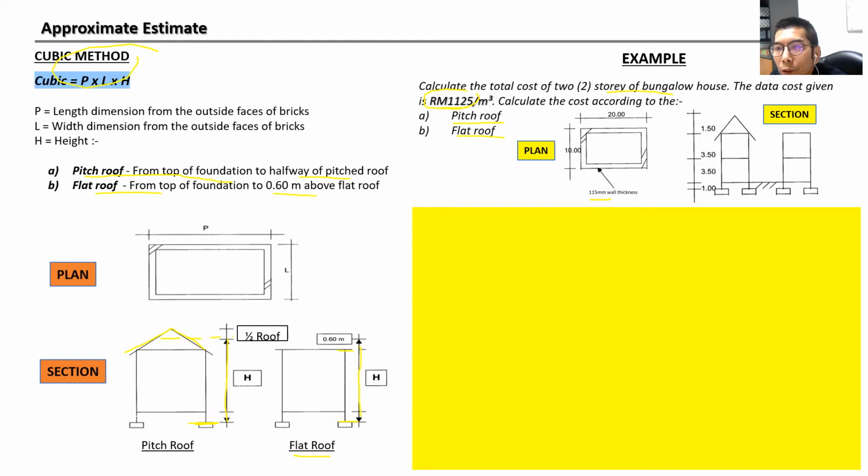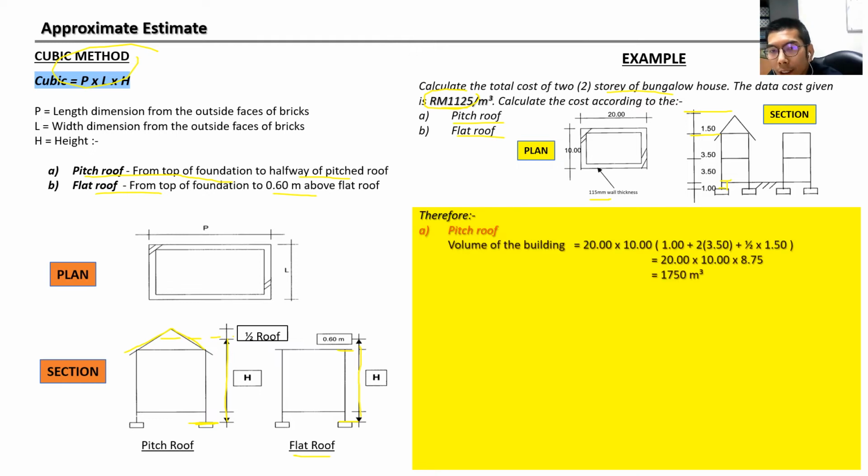Okay, so this is the section. The floor to floor height is 3.5 meter. The pitch roof is 1.5 meter, and the length from the top of the foundation to ground floor is 1 meter. Therefore, we calculate the pitch roof volume of the building first using this formula: cubic equals P times L times height, panjang kali lebar kali tinggi.